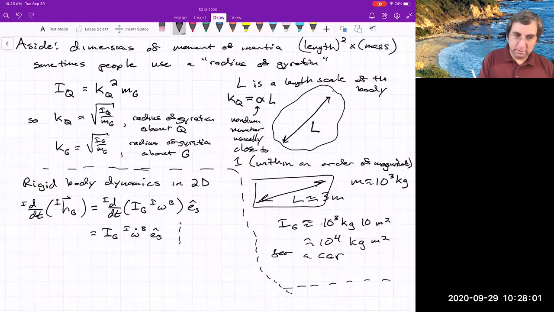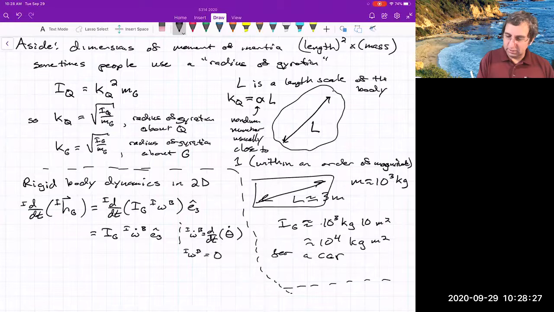And what is ᴵω^B? We don't even need the inertial derivative anymore, just the time rate of change, d by dt of theta dot, since ᴵω^B is theta dot. So this equals I_G theta double dot times 3.